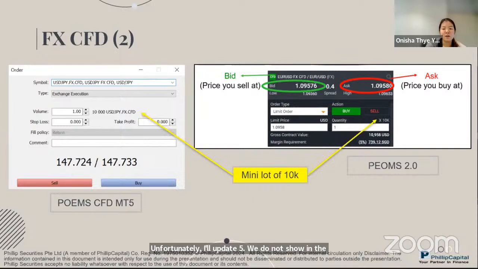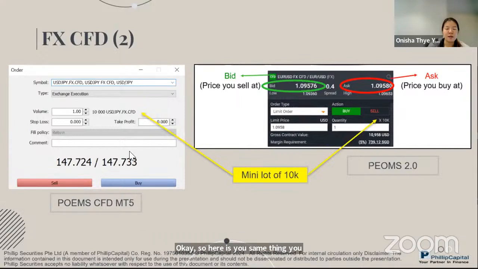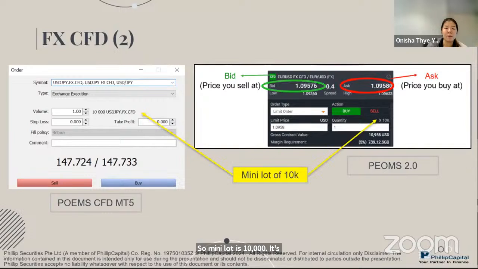The spreads are usually measured in pips, which is the smallest price movement the currency exchange rate can make. Same thing here: you buy at the ask and you sell at the bid. We offer a mini lot for FX CFD. We do not have a standard lot, but we do offer the mini lot because of leverage and all. So a mini lot is 10,000. A standard lot is normally 100K, but we are looking into offering micro lots too, though not at the moment.